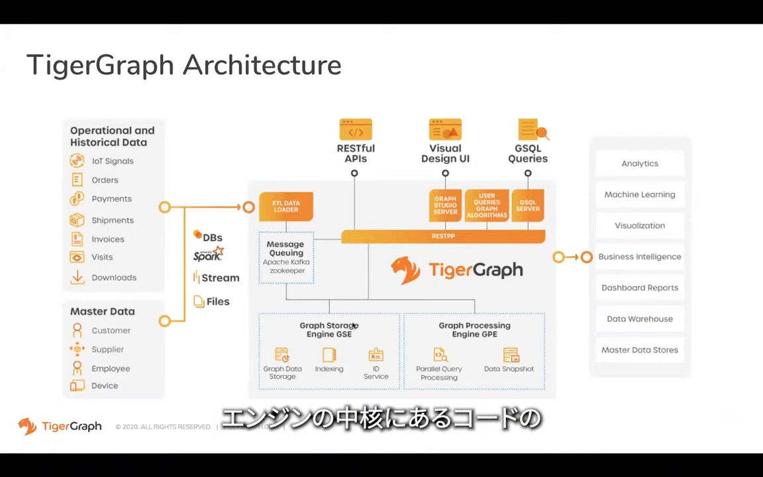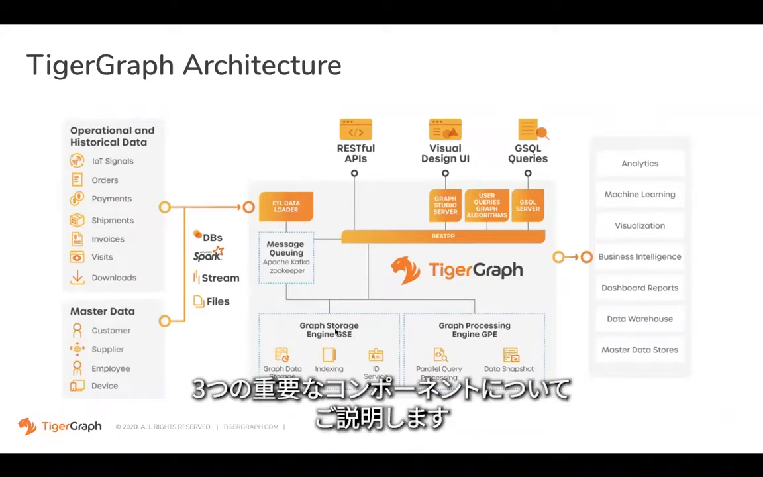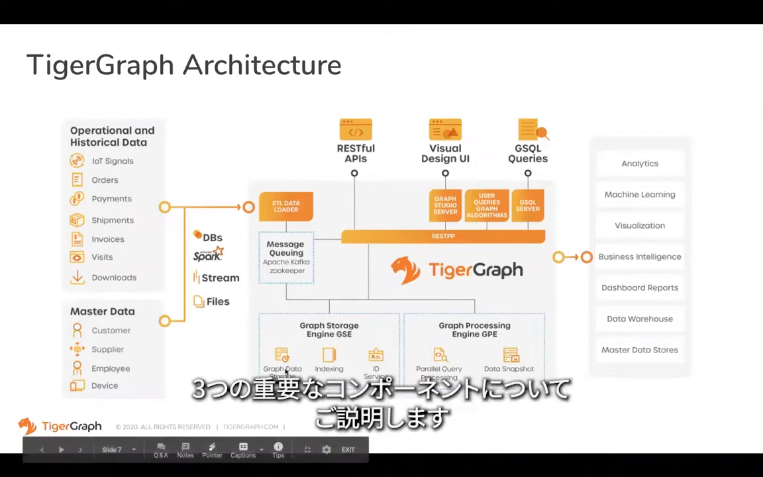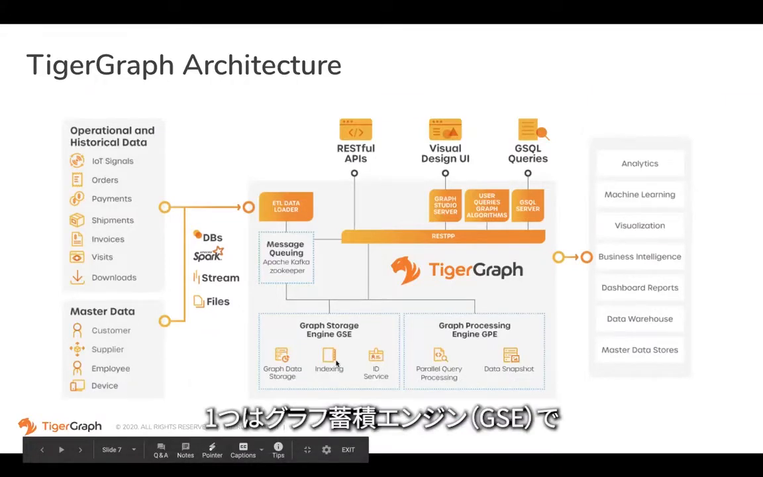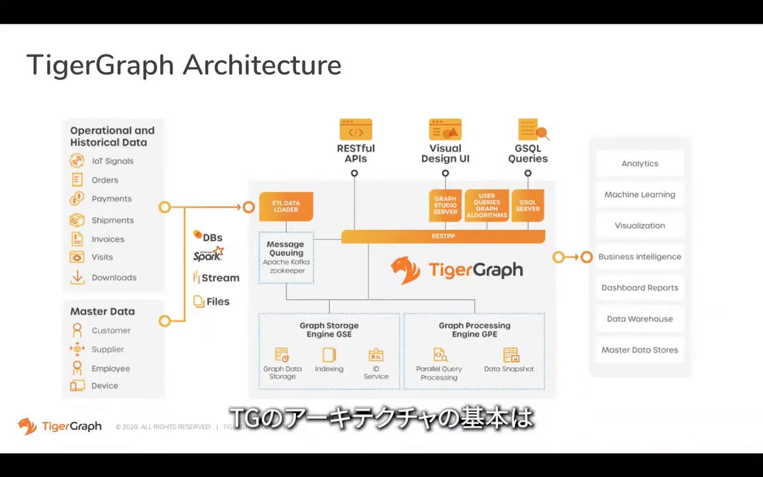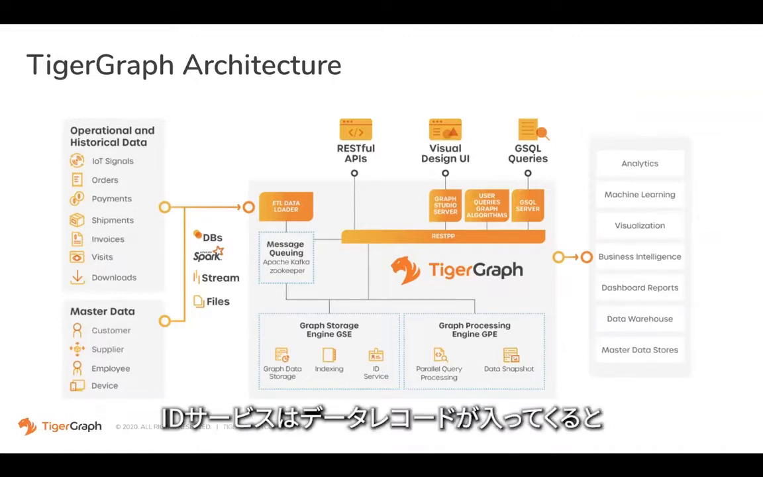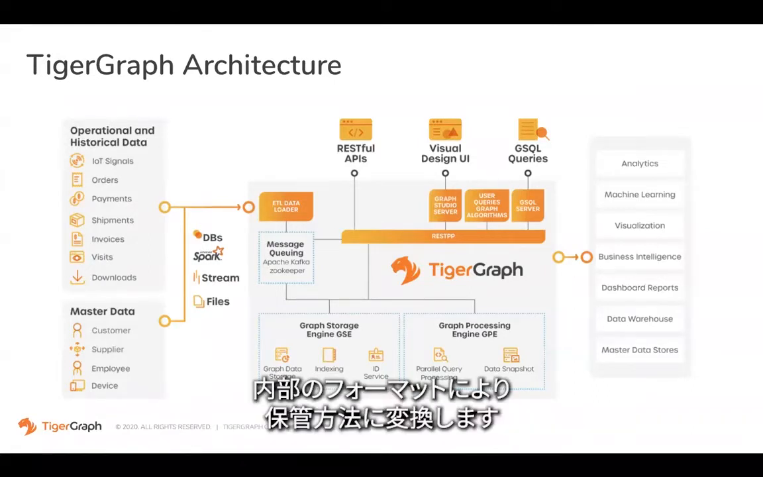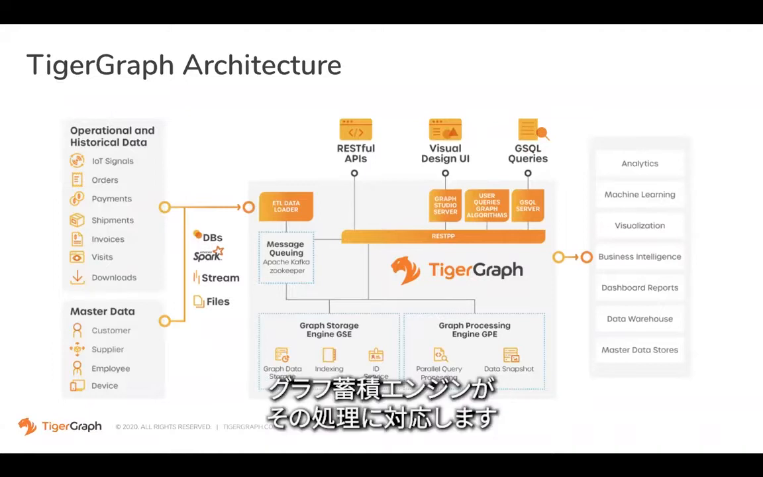If you look at the heart of the engine, there are three components that I want to spend more time on. One is the graph storage engine itself, which is where we store the graph data. The second is the ID service. Our architecture relies on an ID assigned to each record, external as well as internal. This ID service translates how a data record that comes in is stored in the internal format.